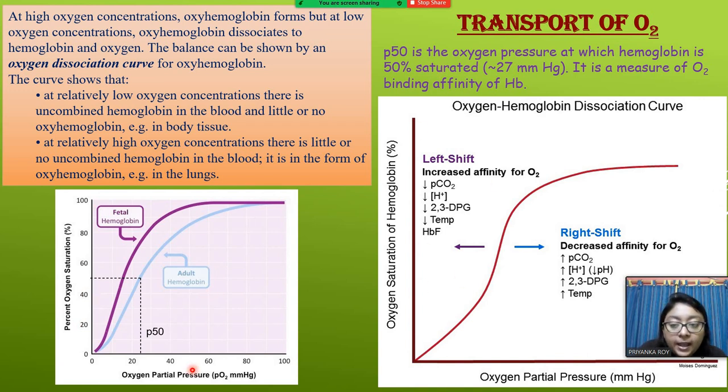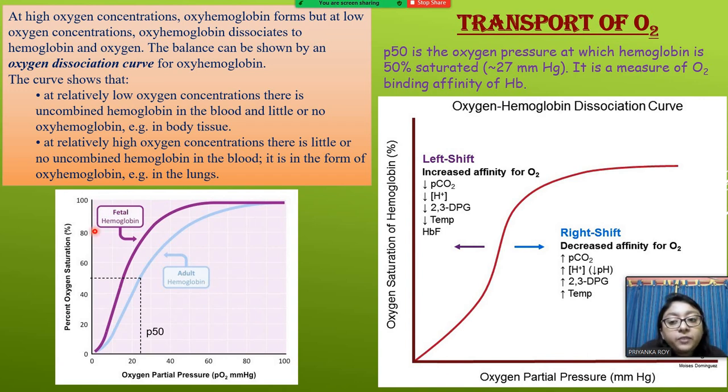Okay. Now, what is P50? P50 is basically the partial pressure of oxygen at which the hemoglobin is 50% saturated. At the 50% point, it is around 26-27 mmHg, and this value is known as the P50 of oxyhemoglobin. So it is a measure of oxygen binding affinity of hemoglobin. So 50% of hemoglobin will be saturated with oxygen when the partial pressure of oxygen is just around 26-27 mmHg.